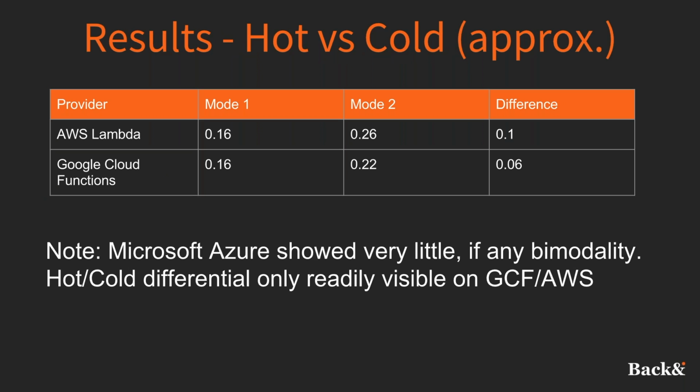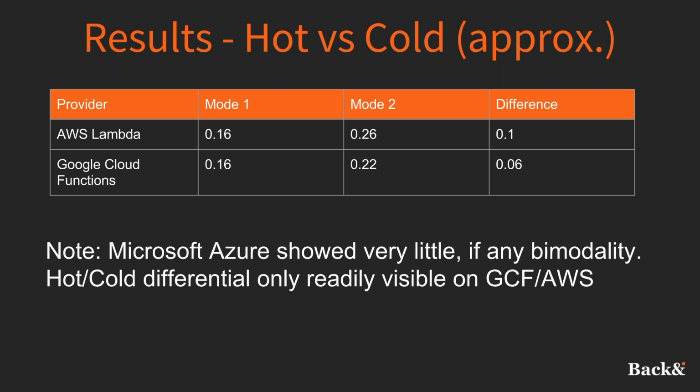The final thing we're going to take a look at is the hotness and coldness of these serverless function providers. As I mentioned, Microsoft Azure showed very little, if any, bimodality, so we can't really say whether or not they're going hot-cold. So we have to compare just what we have, which is Google Cloud and Amazon Lambda. In both cases, they both responded very quickly, and they were well within the order of magnitude of each other, well within a margin of error of each other.